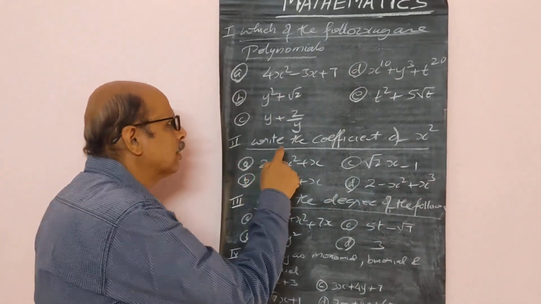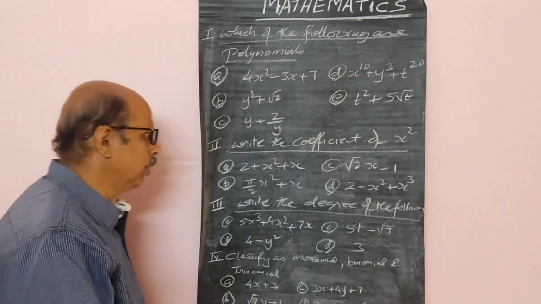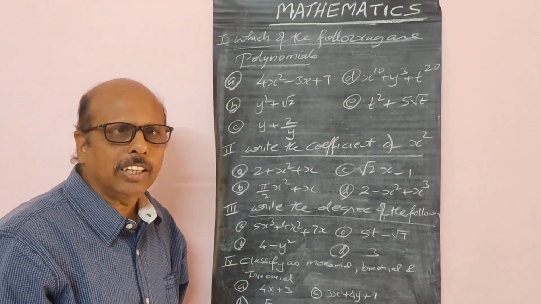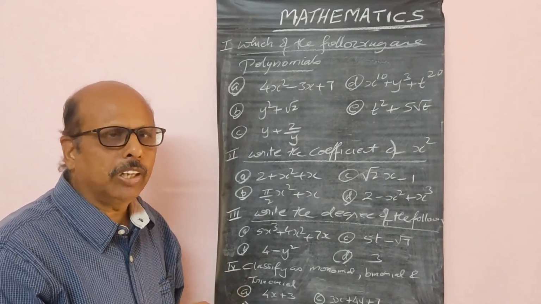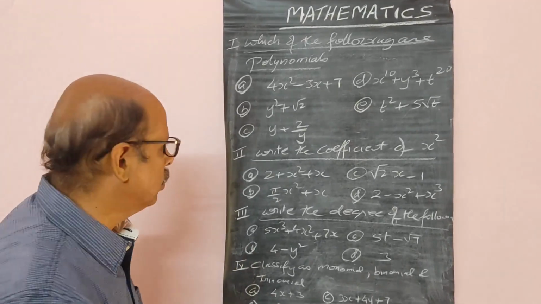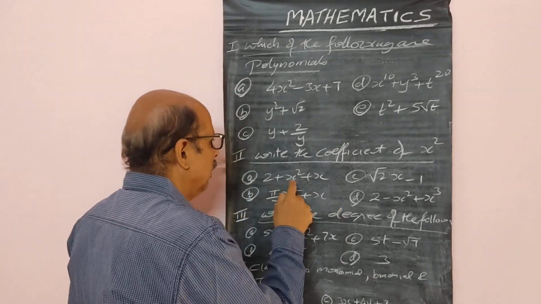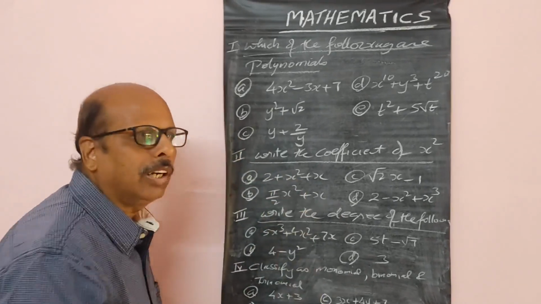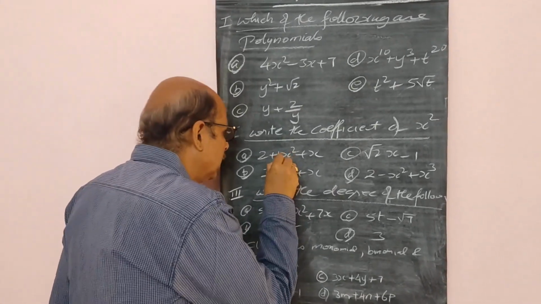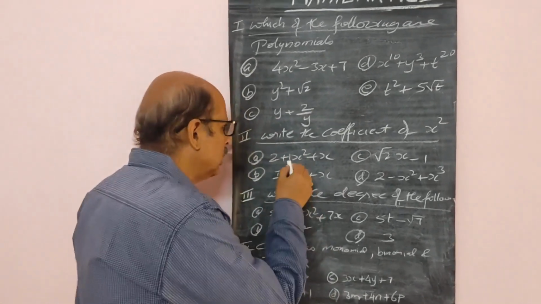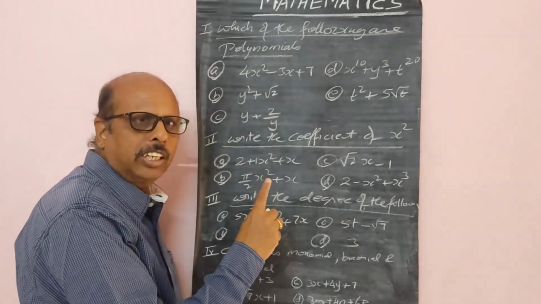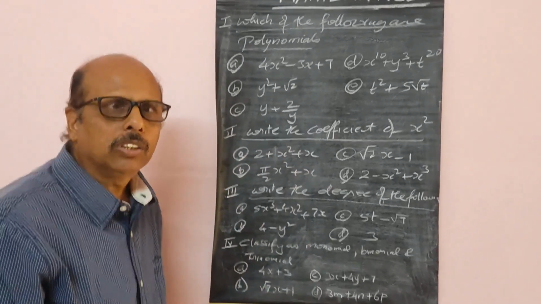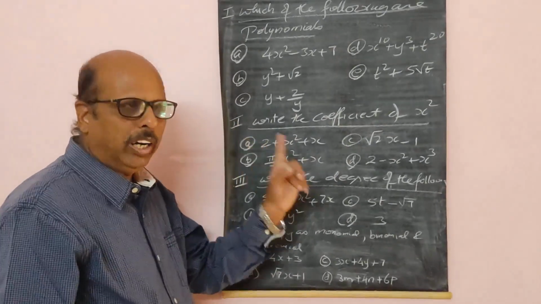Now let us see. Write the coefficient of x square. A few polynomials are written. The coefficient of x square is the number in front of x square only. In front of x we are not bothered. Now if you see this, the coefficient of x square is the number in front of the variable x square. There is no number written here, which means the coefficient is 1. When there is no number, it means 1 is to be taken, but it is not necessary to write 1. We simply write it as x square. So the coefficient of this variable is 1.